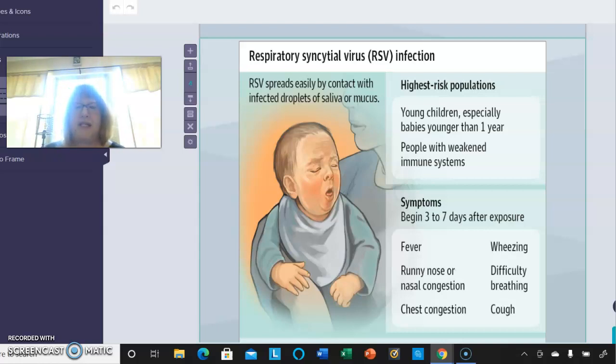So the next disease process that we will be discussing is respiratory syncytial virus, or the RSV infection, and that spreads easily by contact or by infected droplets of saliva or mucus. RSV is a common cold in adults, in you and I, but it's commonly seen in younger children, especially babies less than 1 year, and children with weakened immune systems, maybe children with cancer or cardiac issues.